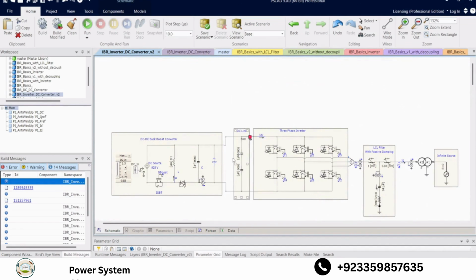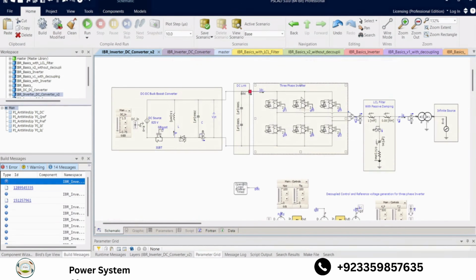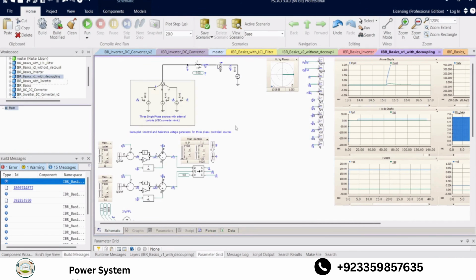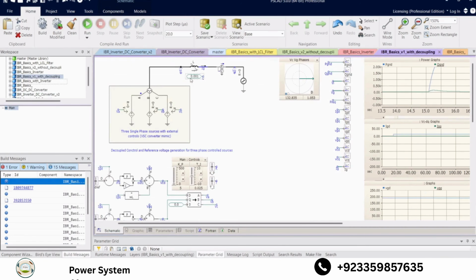Actually, I will be doing this step by step. For example, at first I will be only looking at the inverter connected to the grid without a transformer, directly through an L filter. For example, something like this. So this is an inverter. Actually, it doesn't look like an inverter, but it serves the purpose of an inverter.